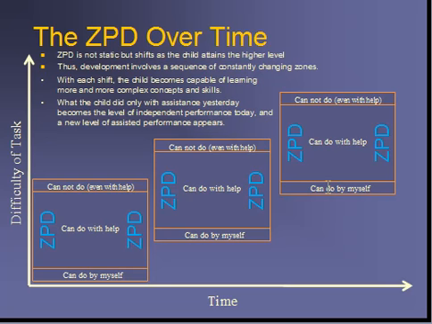So the thing that you could do with help yesterday, through that scaffolding process and the intermental to intramental shift, later becomes something that you can do by yourself. And the thing that you couldn't do even with help, now you can do with help. So that zone of proximal development shifts upwards as new levels of mastery occur.